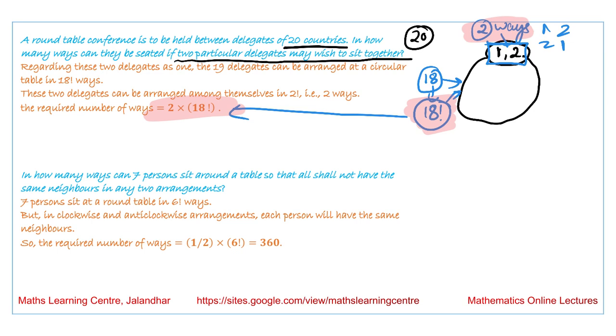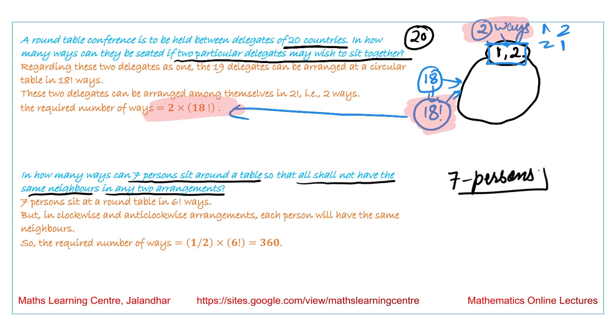Next is, in how many ways can 7 persons sit around a table so that all shall not have the same neighbors in any 2 arrangements? So the total number of ways in which 7 persons can sit on a round table is 6 factorial ways.